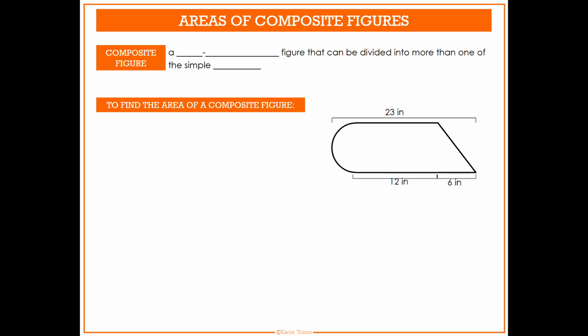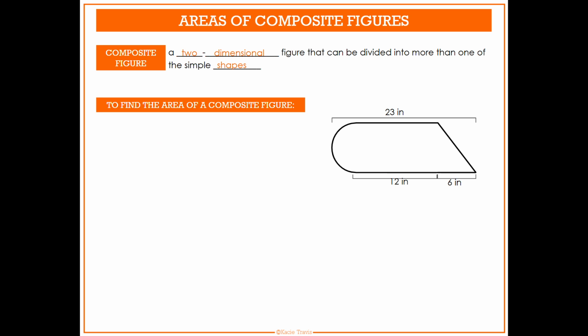So, we talked about area of 2D figures, but what happens when we start mixing some of these together? Today, we're going to be talking about composite figures. Composite figures are two-dimensional figures that can be divided into more than one simple shape.